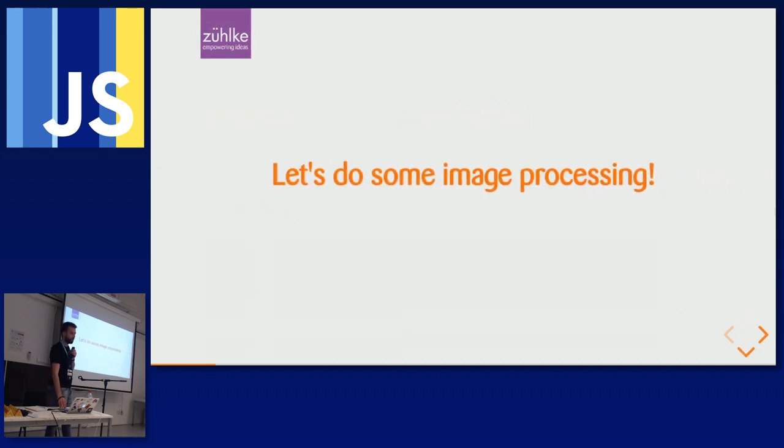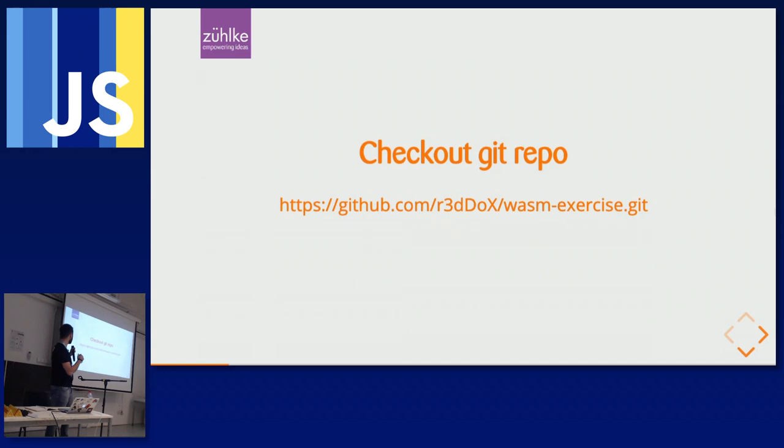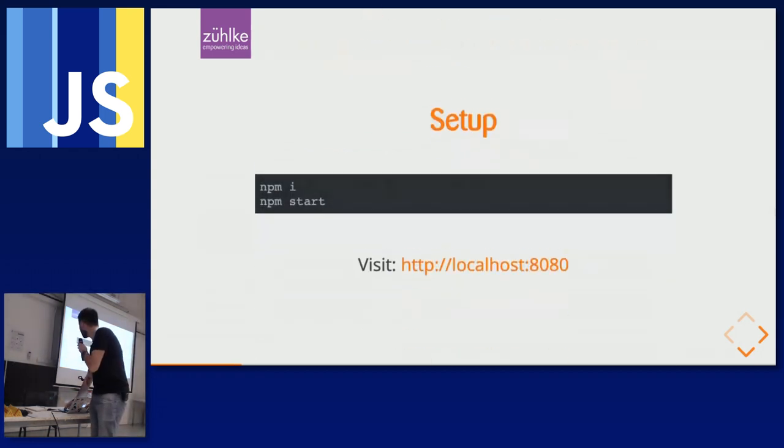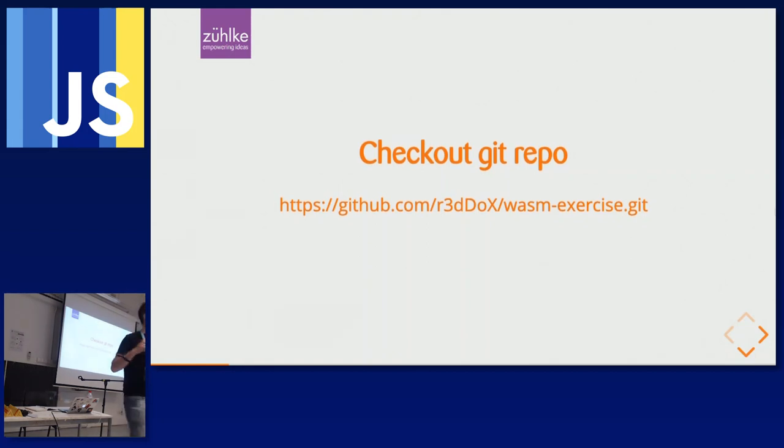So let's do image processing, shall we? The first thing you have to do is check out that little Git repository. Shouldn't be too big. This is the setup for our last two exercises that we will do. When you have it, when you downloaded it, execute npm install and npm start, and then you should have a local running web server on port 8080, or if your port 8080 is actually taken, it will start on 8081, 8082, whatever is free. It will show you in the console.